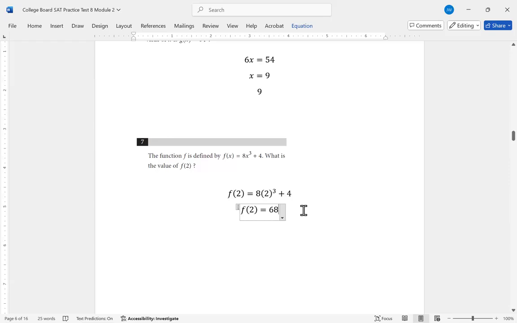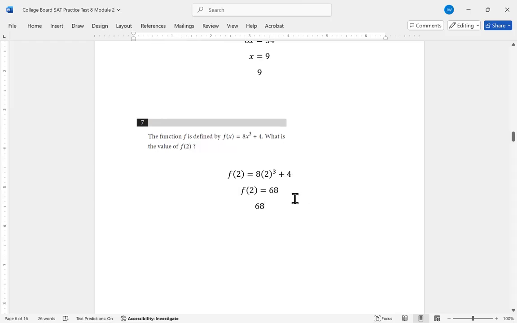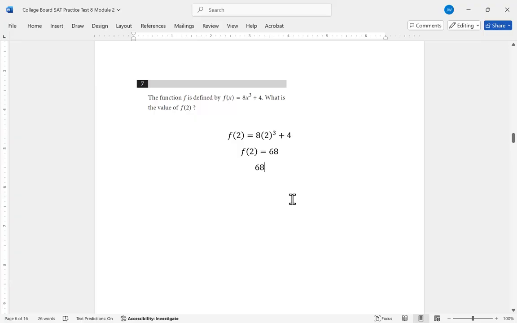So f of 2 is equal to 68. And 68 is the answer. That's the numerical value that you'd have to type in. So question 7, the answer is 68.